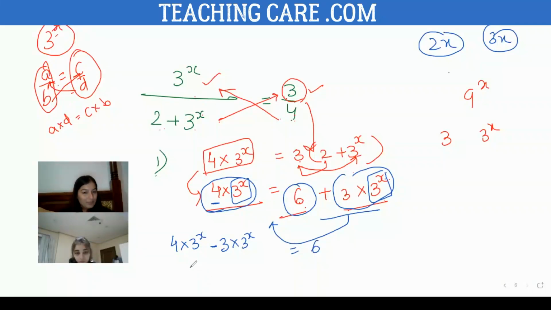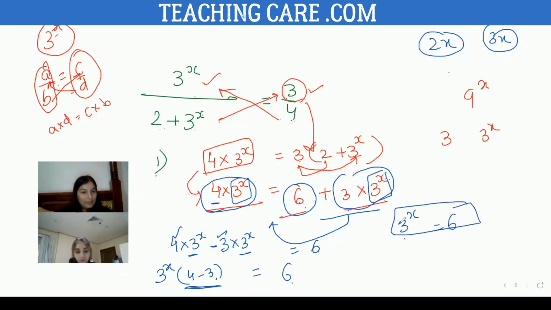We can take 3 raised to power x common. It will be 4 minus 3. We have taken this common from the whole expression, and in the bracket 4 and minus 3 are left. This is equal to 6, which was on the right side only. What is 4 minus 3? 1. So we are left with 3 raised to power x into 1, which is 3 raised to power x equal to 6. We got the value of 3 raised to power x.